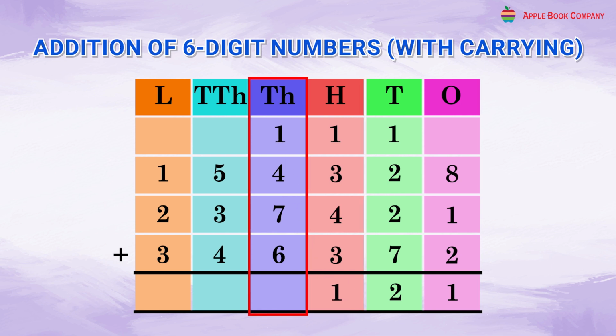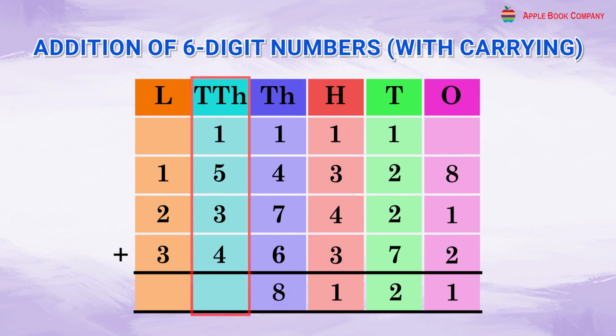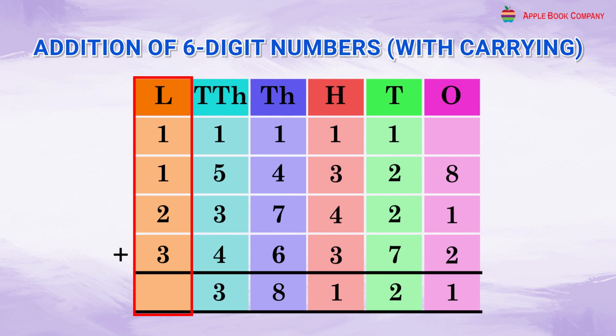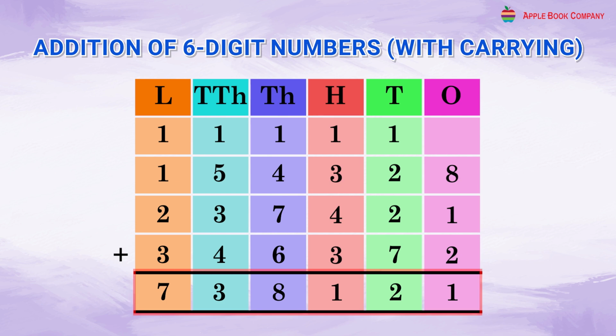1 plus 4 plus 7 plus 6 is 18. Carry 1 to 10,000s place. 1 plus 5 plus 3 plus 4 is 13. Carry 1 to the lakhs place. 1 plus 1 plus 2 plus 3 is 7. The total is 738121.